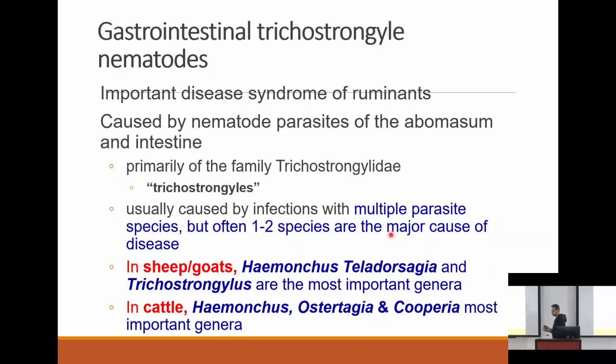But some of these Trichostrongyle species make a PGE complex, a parasitic gastrointestinal complex, and multiple species can cause infection together. In the case of small ruminants, sheep and goat, Haemonchus, Teladorsagia, and Trichostrongylus are the most important parasites that will be covered. In the case of cattle, Haemonchus, Ostertagia, and Cooperia are the most important parasites that will be covered in the next few lectures.